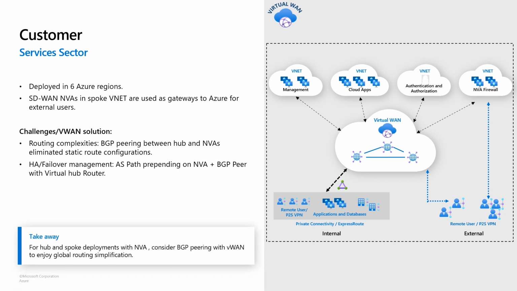So with that, the takeaway here is that if you have a hub and spoke, and if you have a virtual appliance in any spoke that's attached to a virtual WAN hub, consider BGP peering with the virtual WAN hub. This way you can not only enjoy all the functionality, you can also simplify the global routing challenges that you may have. With that, we switch gears to pricing.